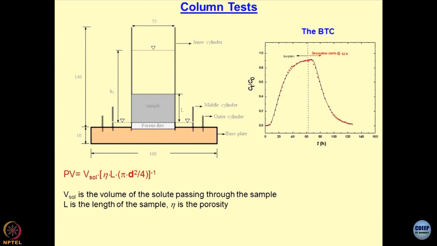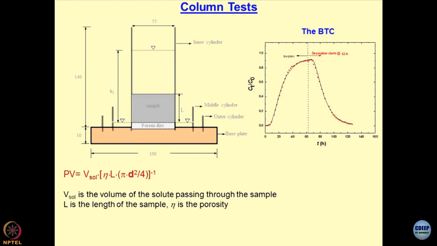Now comes the column test. Having talked about the batch test, we create a column here, something similar to the falling head permeameter test which you normally do. This is a sample which is sitting on a porous stone, and the whole system has been mounted on a base plate where we have two more concentric cylinders. What we do is we fill up the inner cylinder up to a certain point with the contaminants. They percolate through the sample. Whatever percolant or leachant comes, gets accumulated in the middle cylinder. In case they overflow, they will get accumulated in the outer cylinder. So these are the typical column tests which are done.